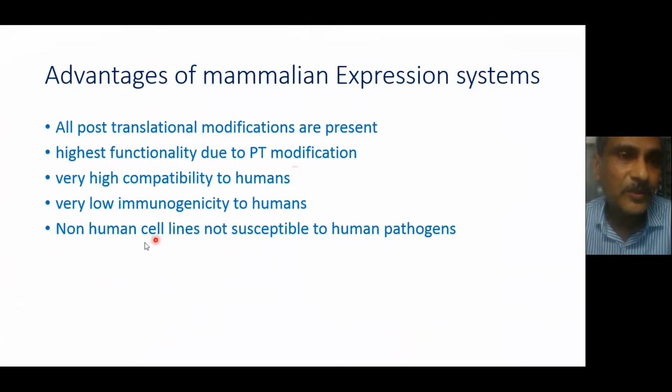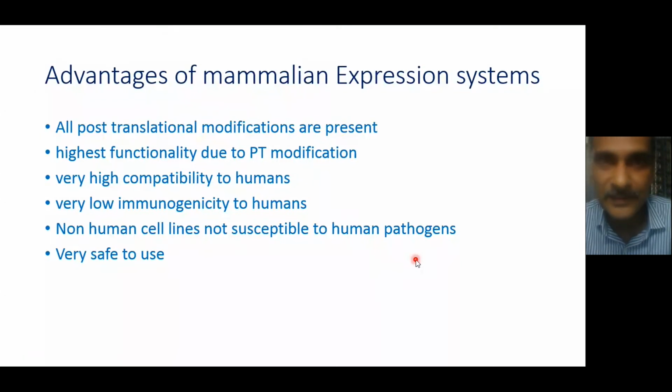And also, if you are using non-human cell lines like insect cells, they will not be susceptible to human pathogens, so cross contamination will not be there. And most of these systems are very safe to use. So these are the advantages of eukaryotic and especially mammalian systems, and today we will be discussing one of them, which is the insect cell system.